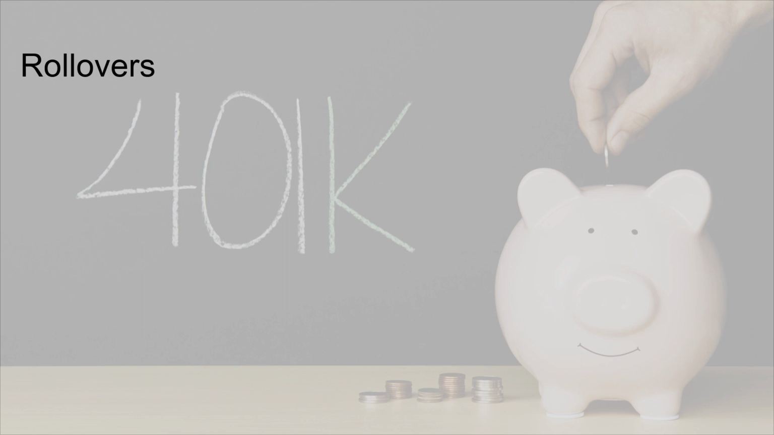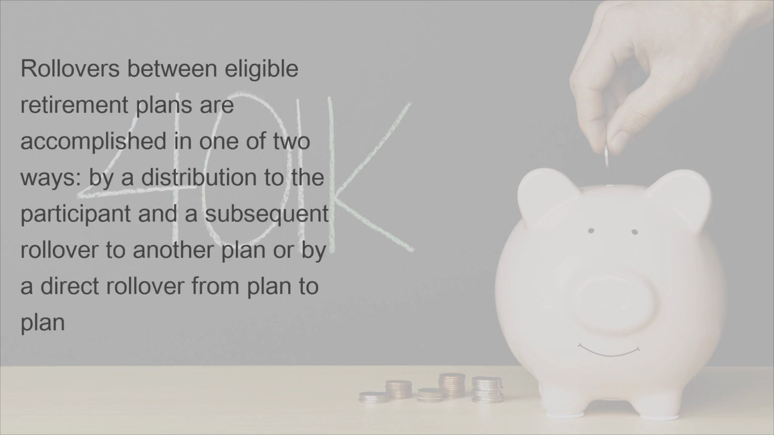Rollovers. Rollovers between eligible retirement plans are accomplished in one of two ways: by a distribution to the participant and a subsequent rollover to another plan, or by a direct rollover from plan to plan.